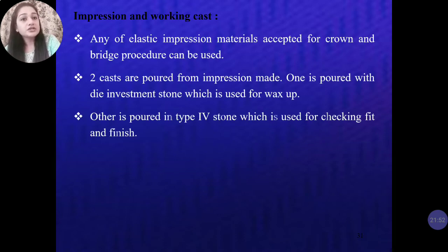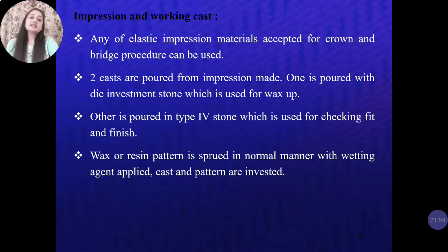Now coming to impression making. Just like any impression we make for a fixed partial denture, the impression is made in this case also. Any elastic impression material accepted for crown and bridge procedure can be used for resin bonded fixed partial dentures. We use addition silicone or any type of elastic impression material.